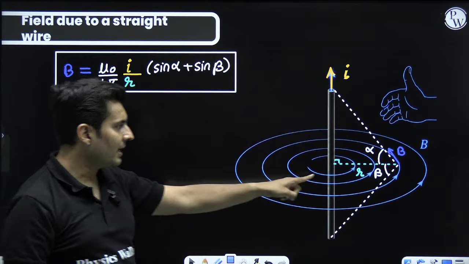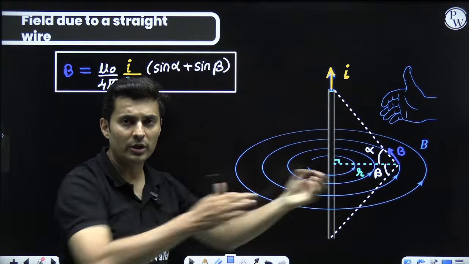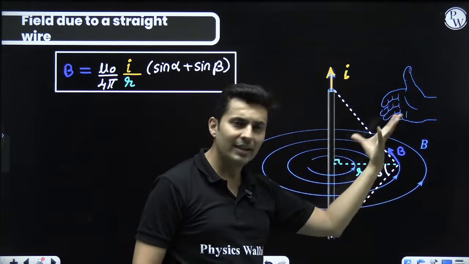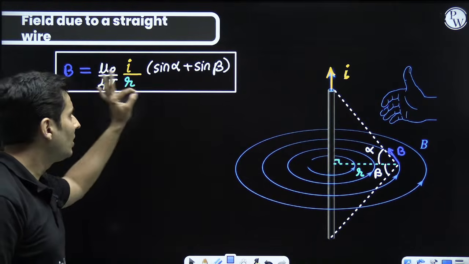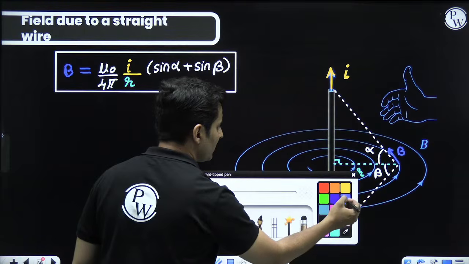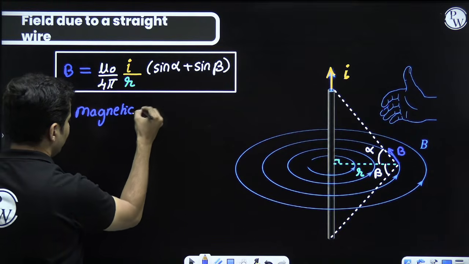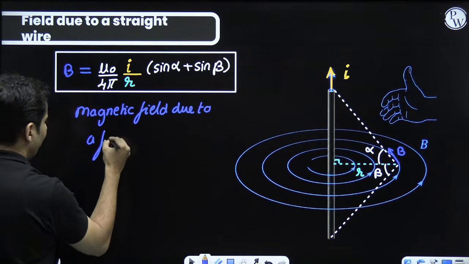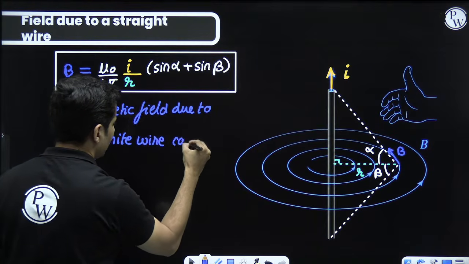These angles decide how much of that length of the wire carrying that current is contributing towards the field. R decides how far you are, because if you are far, the field strength will change. If you are close, the field strength will be different. That's all. This is all that is there in the magnetic field due to a finite wire. So this is basically magnetic field due to a finite wire carrying current.